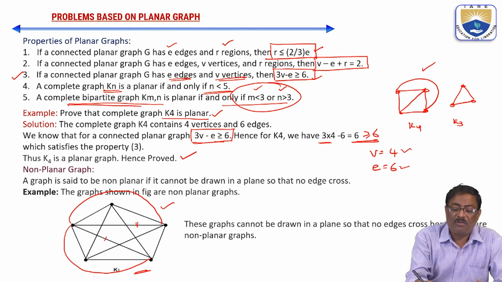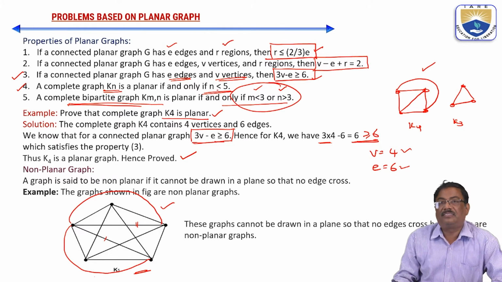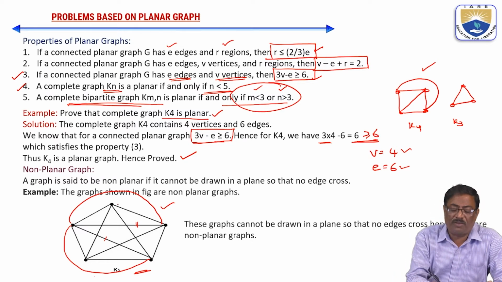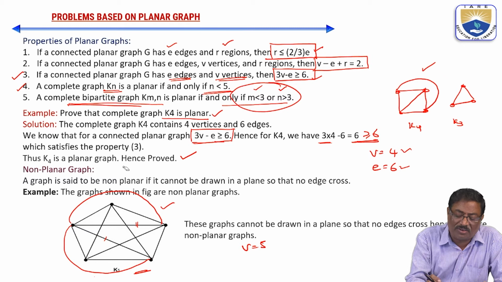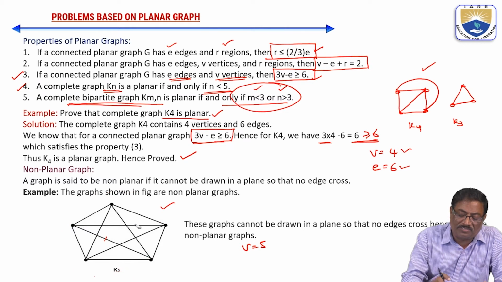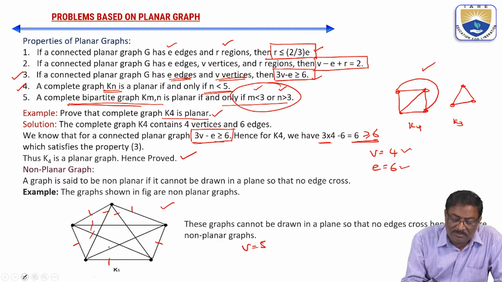Or directly from this property, we can say that it is not planar. Otherwise, how many vertices is it having? 5 vertices, V is equal to 5. And how many edges is it having? Let us say the external edges are 1, 2, 3, 4, 5, and next 6, 7, 8, 9, and then the other one is 10.